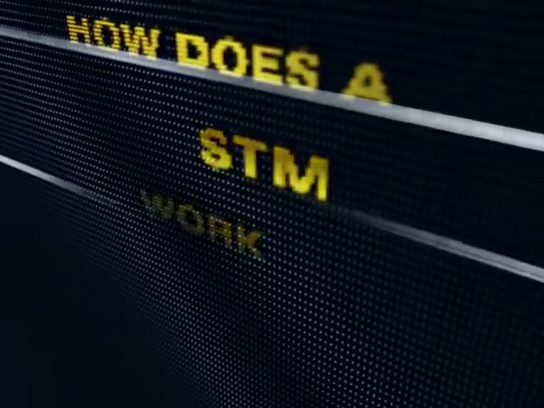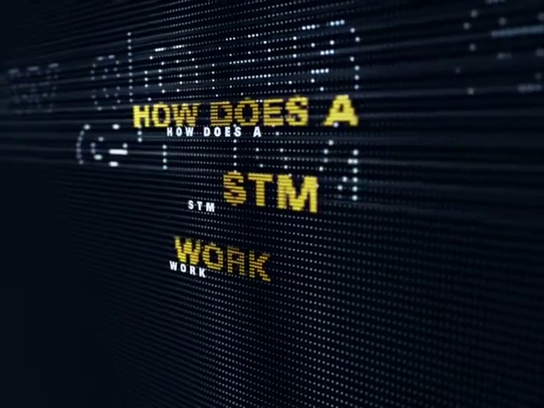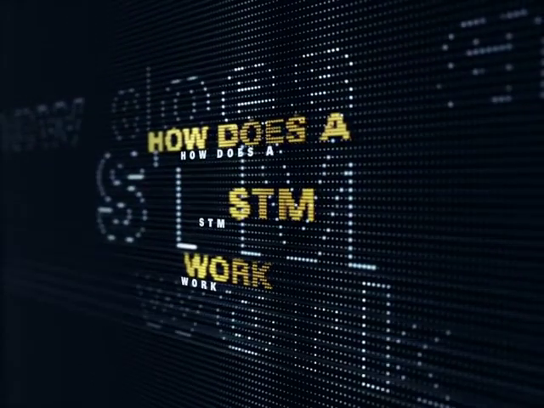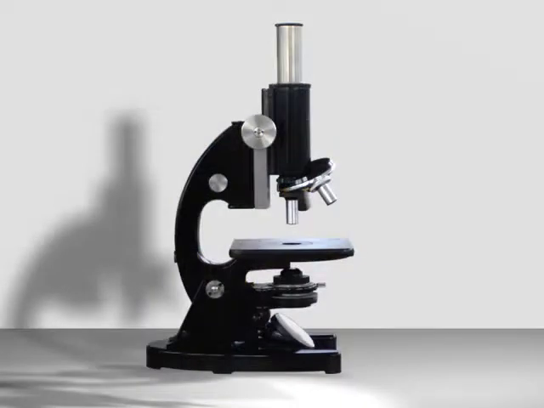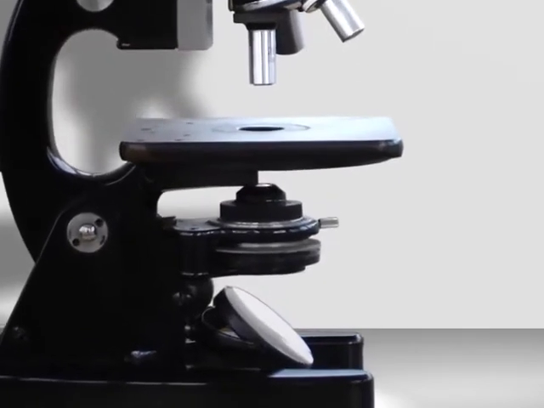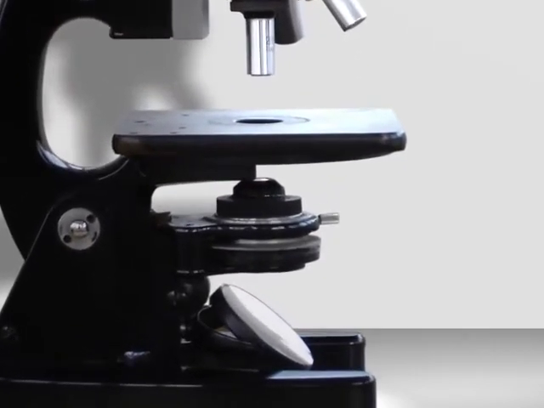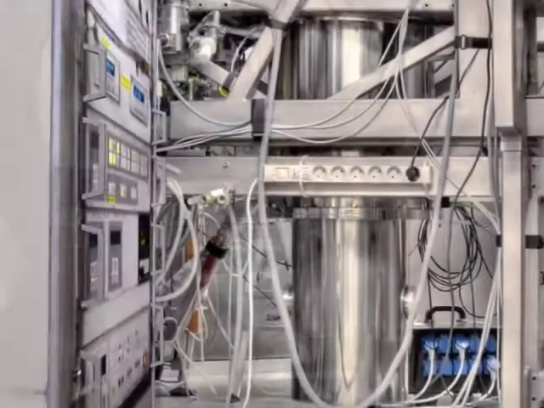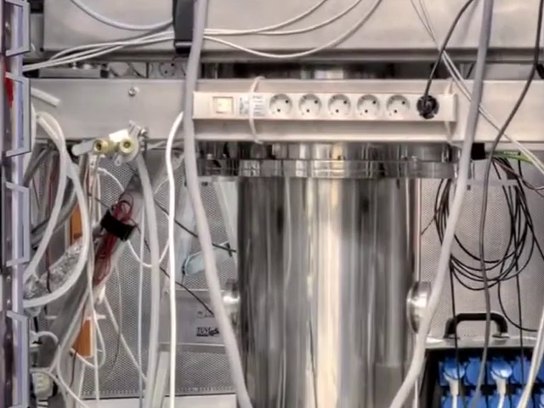How does a STM work? The minute size of atoms requires special microscopes to study their properties. Optical microscopes don't have the required resolution. This deficiency is due to the use of light to image small structures. We use a scanning tunneling microscope instead.